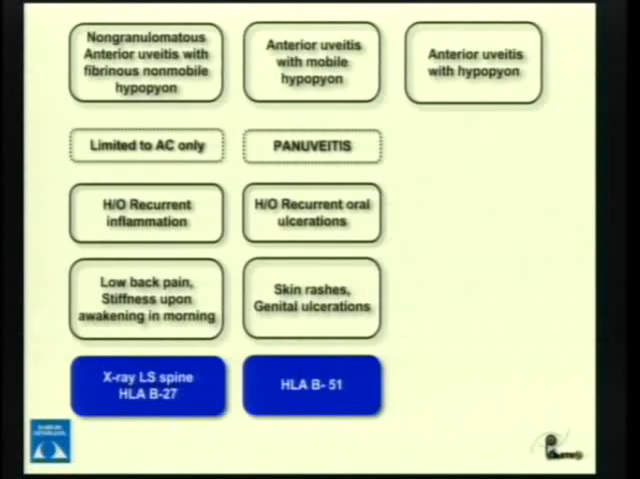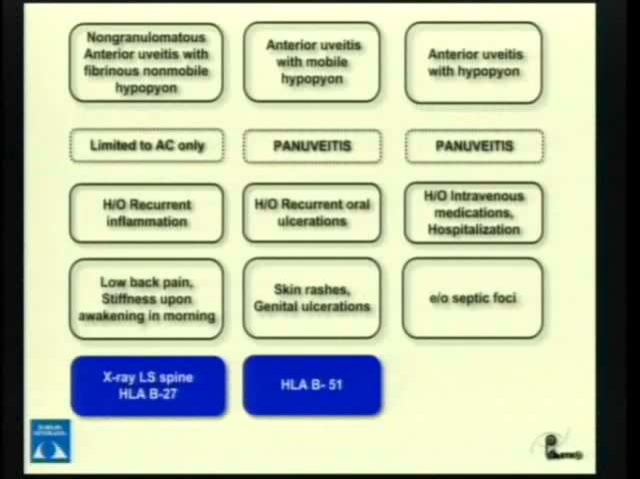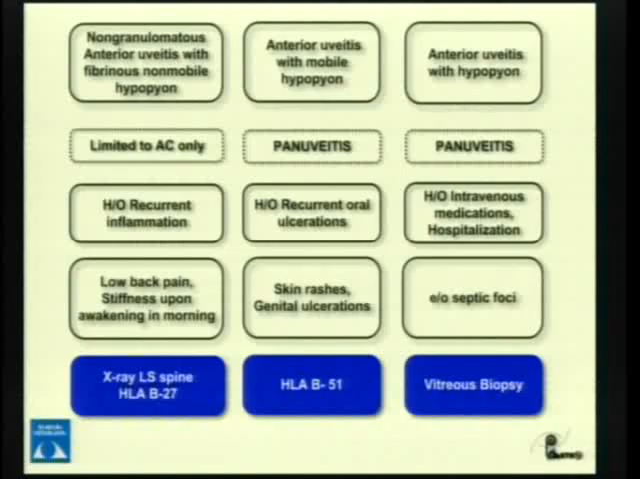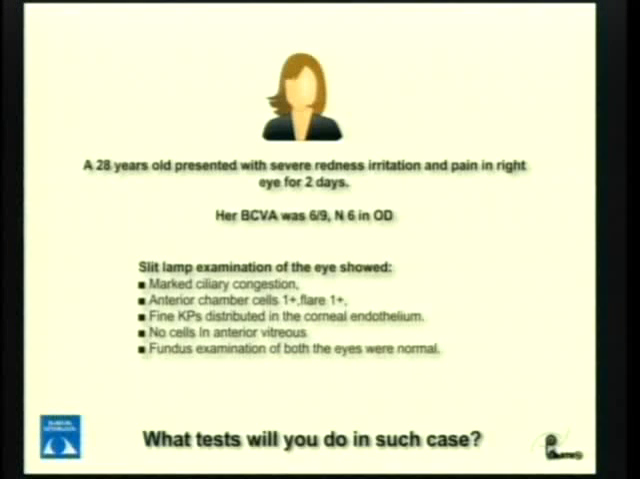The third case, similarly, one patient has presented with hypopyon. There is panuveitis, and the patient has given you the history of intravenous medication or prolonged hospitalization, and on examination you can see a large boil, some abscess somewhere in the body. So what investigation will you do? You will send the patient for vitreous biopsy to rule out endogenous endophthalmitis. So it's very important.